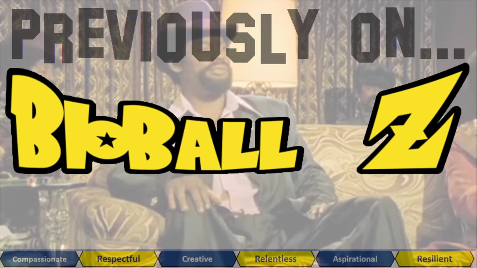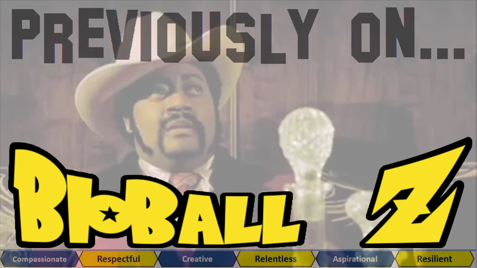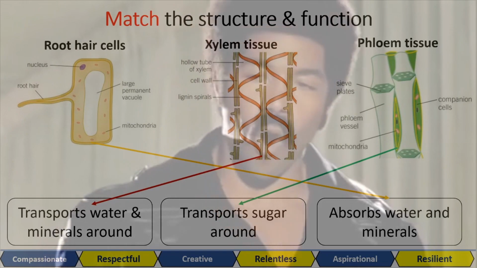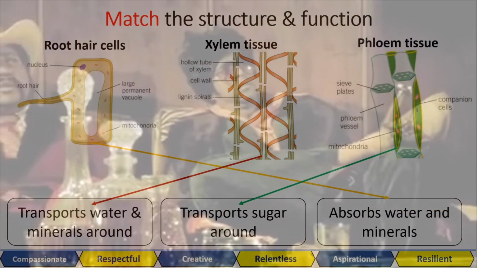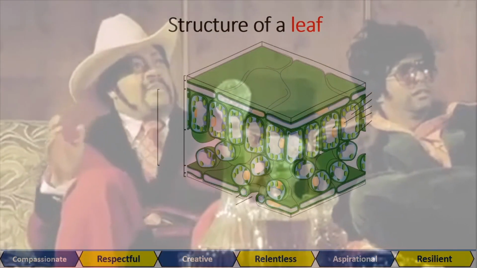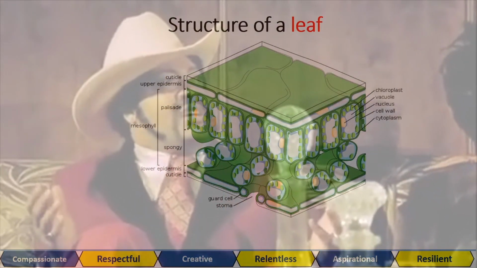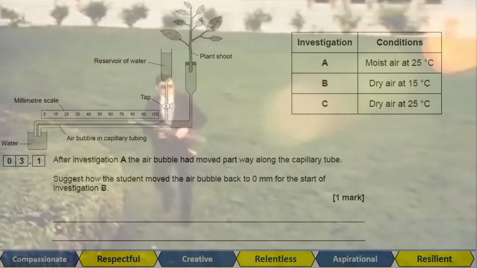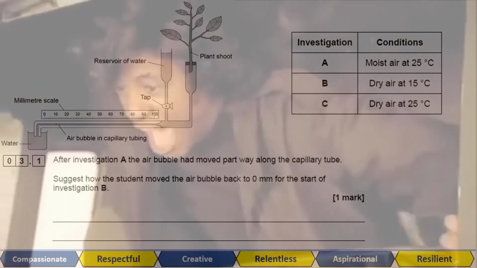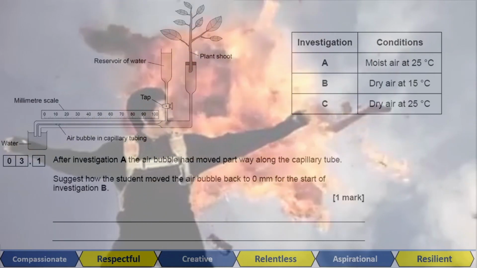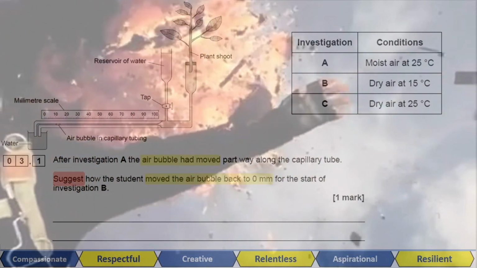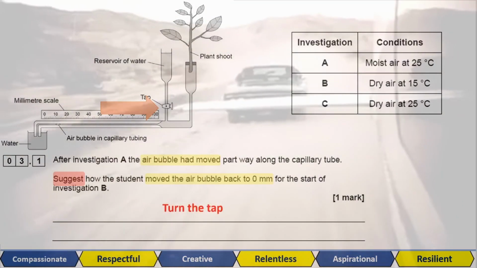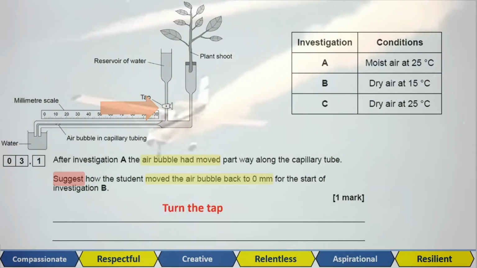Previously on Z, our heroes identified the structure and function of root hair cells, xylem tissue and phloem tissue. And just when they'd started destroying the different structures and functions of the leaf, they were attacked by this past paper question about potometers. But our heroes used the magical highlights to decode this question, and then they were able to turn the taps and the tide of this excruciating battle.